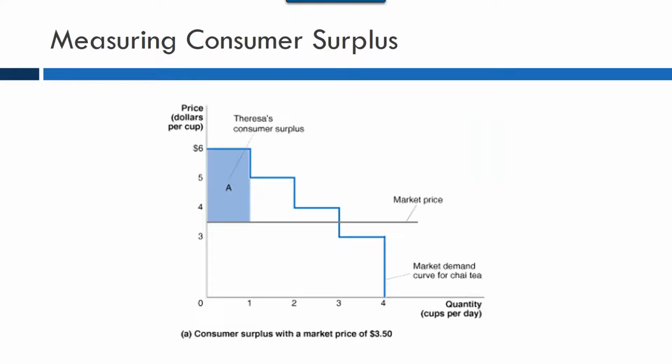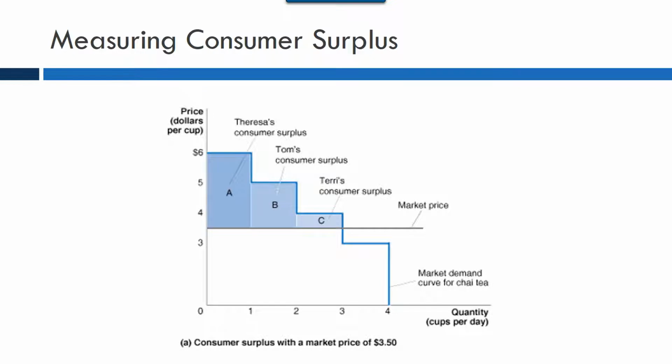So if we take Teresa's surplus right here, with that price of $3.50, and then we add Tom's to it, and we add Terry's to it, you put them all together, and so A plus B plus C equals the total consumer surplus, okay? So we put each person's individual surplus together, and again, some of them are going to benefit more than others because they would have been willing to pay more.